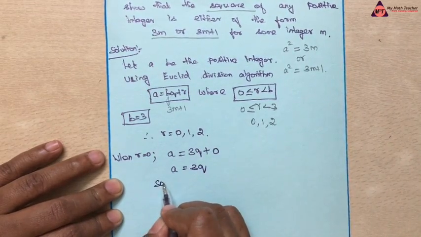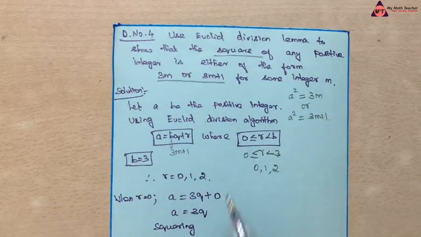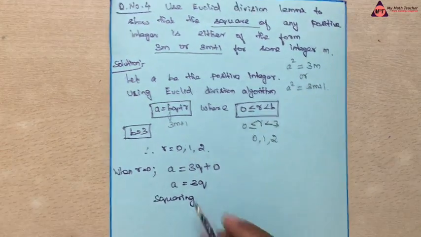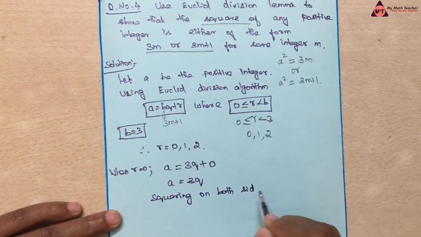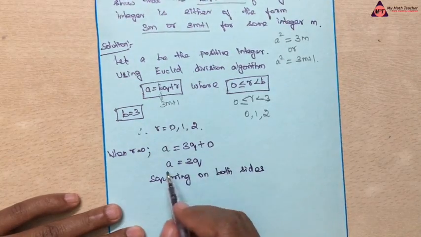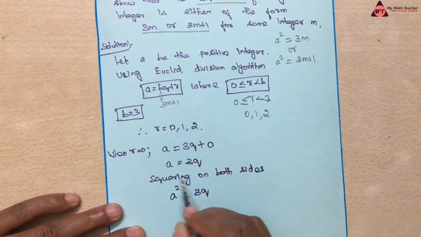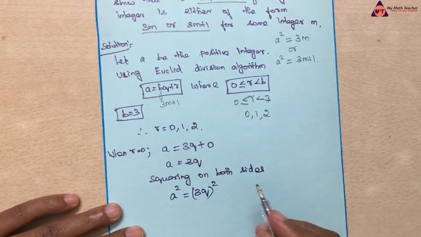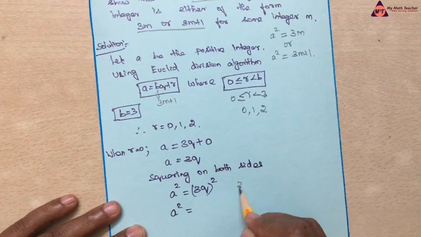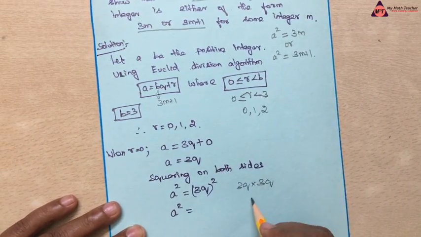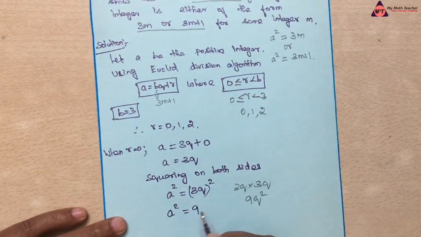Now we are squaring a. Why we are squaring? Because this question mentions that we have to square and show this form. Now squaring on both sides. Whatever you are doing, you have to do it on both sides. So a square will be 3q the whole square. What is 3q the whole square? It means 3q multiplied by 3q, that is 3 into 3, 9, and q into q is q square. So which is 9q square.